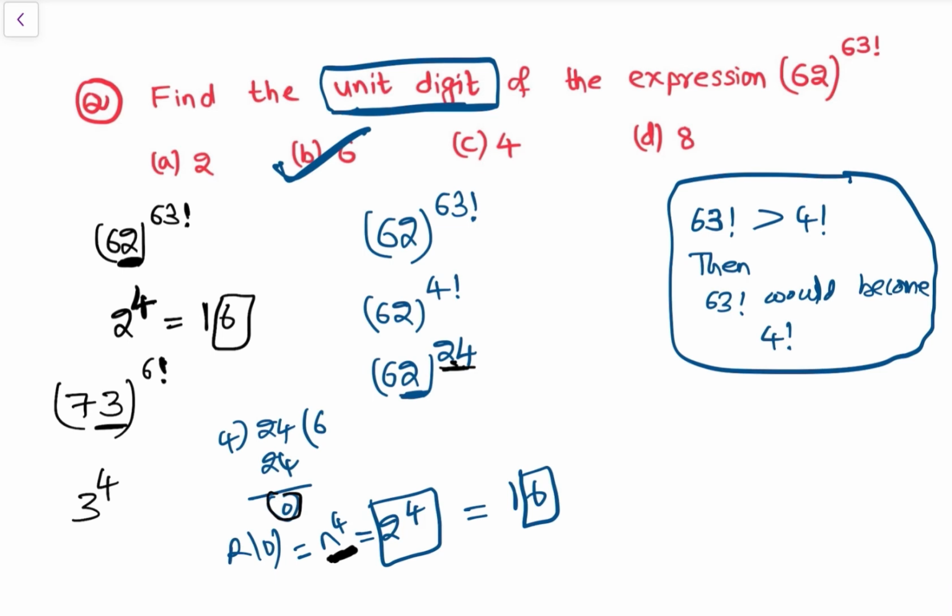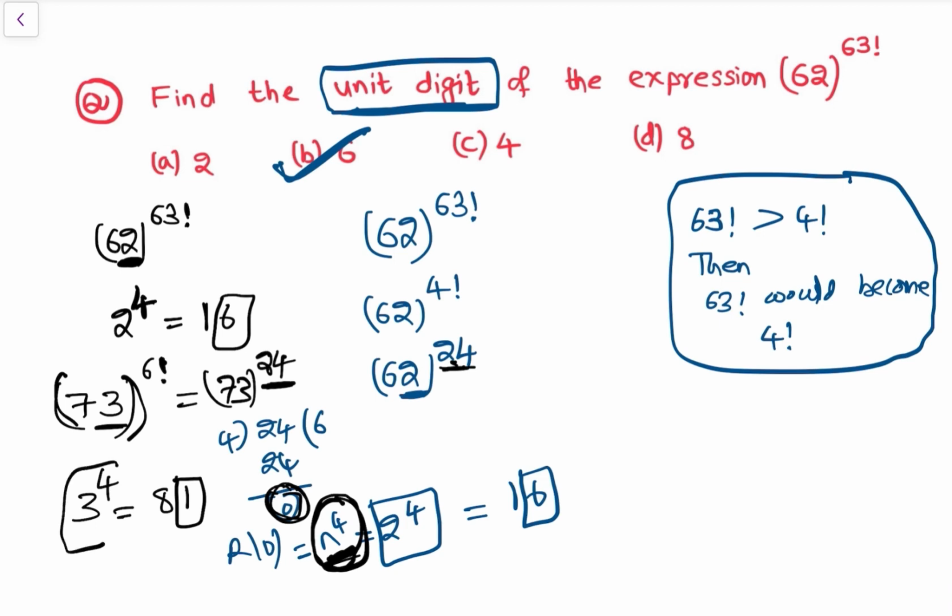ठीक है, because लास्ट में इधर ही पहुंचना है, क्योंकि ये हो जाएगा 73 to the power 24, 4 factorial, that is 24. So 24 को डिवाइड किया तो रिमाइंडर is 0, and रिमाइंडर 0 है तो n to the power 4 आएगा. So 3 to the power 4 is what? 3 to the power 4 is 81, and 1 will be the unit digit. So with practice we can directly skip to the point.